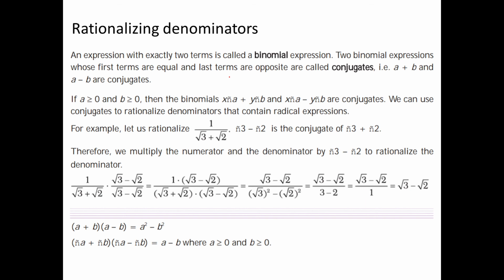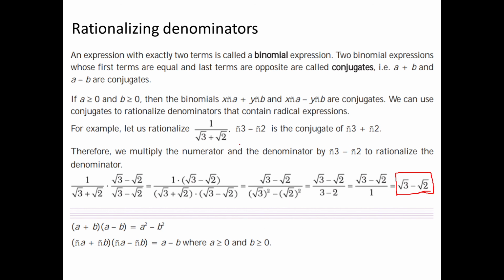We can use conjugates to rationalize denominators that contain radical expressions. For example, let us rationalize 1 over square root of 3 plus square root of 2. Square root of 3 minus square root of 2 is a conjugate of square root of 3 plus square root of 2. Therefore, we multiply the numerator and the denominator by square root of 3 minus square root of 2 to rationalize the denominator. And from there we get the answer, square root of 3 minus square root of 2, and it will be our solution.